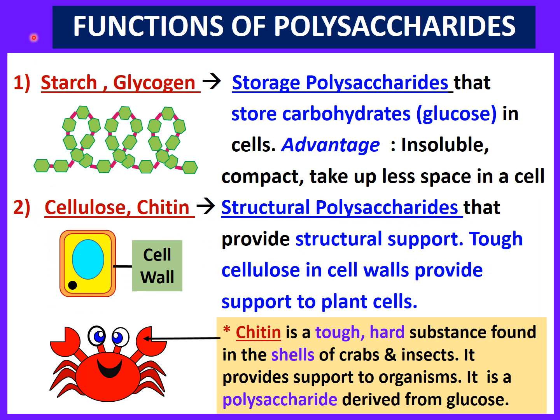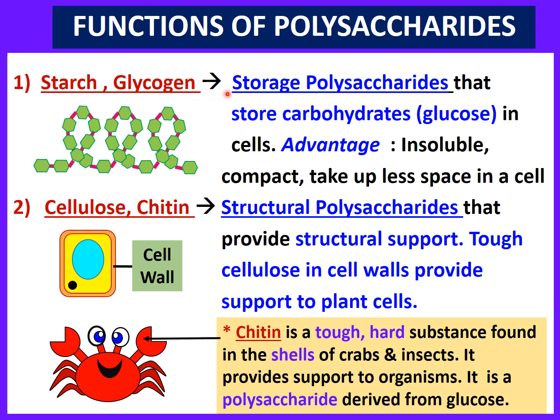What are the general functions of the polysaccharides in organisms? There are two groups of polysaccharides actually when you talk about their functions. The first group, like starch and glycogen, serve as storage polysaccharides that store the carbohydrates in the cells. And the second group is the cellulose and also chitin, which are structural polysaccharides that provide structural support to the organism. Let's look at the first one.